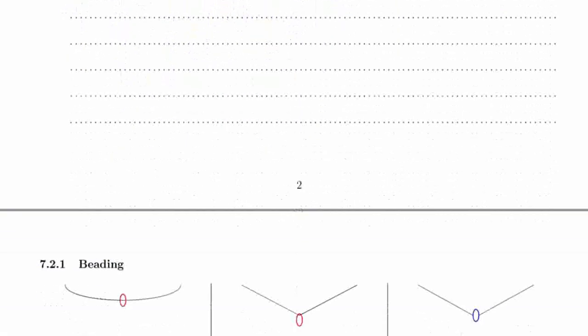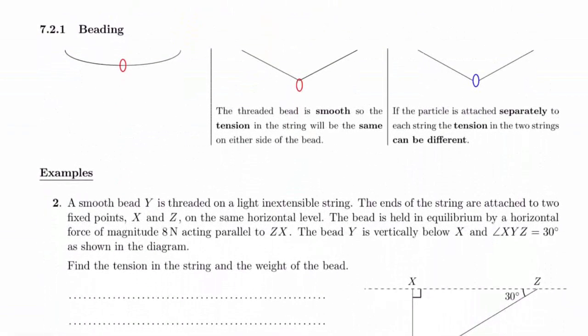Right, the next thing we're going to talk about is beading, and beads threaded on a string. Now, there are 2 situations that you could get at A level. Situation number 1, this one, is where you have a smooth bead threaded on a single string. Because it's a smooth bead, the tension on either side of the bead will be the same. It's very similar to using a smooth pulley.